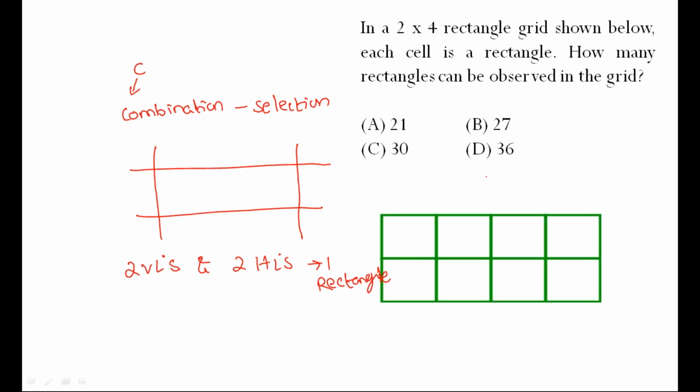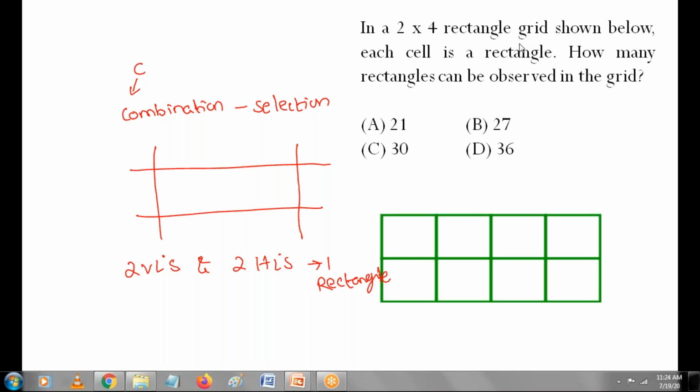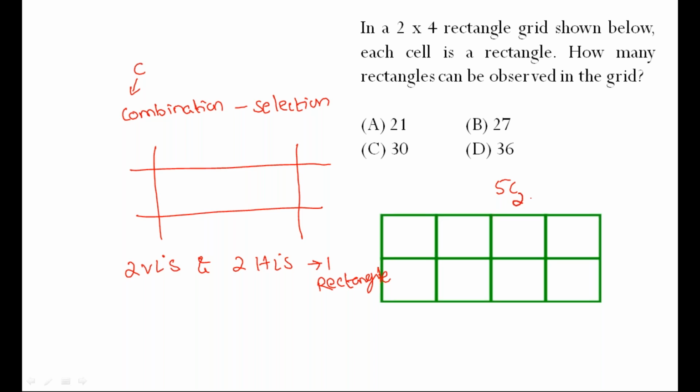Now just apply this for the question which is displayed. How many vertical lines are there? You have 5 vertical lines. You should select 2 from 5, 5C2, and you have 3 horizontal lines. Among the 3, you should select 2, 3C2. Totally 10 into 3, 30.